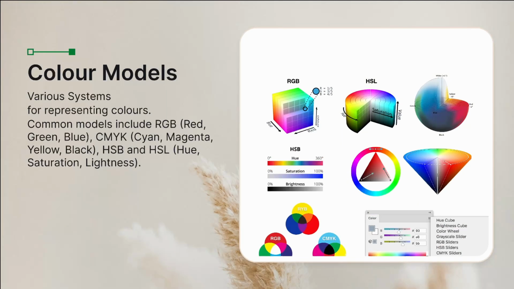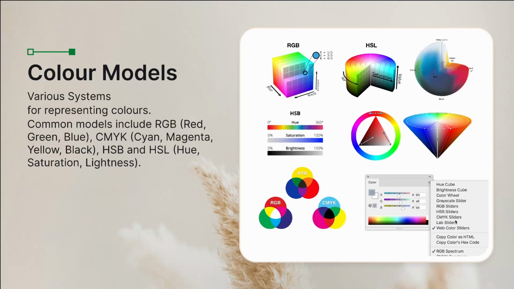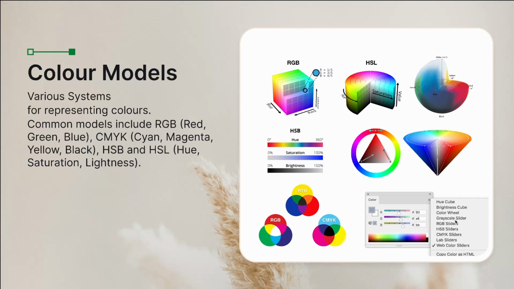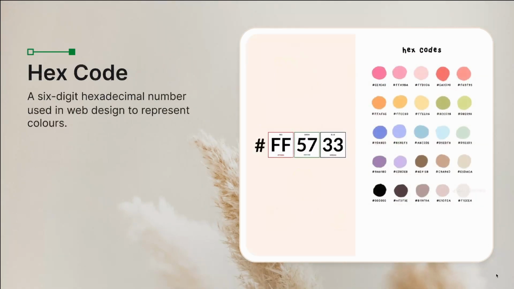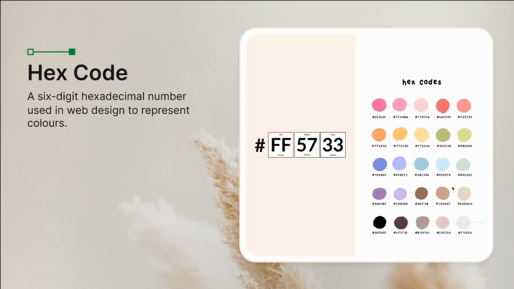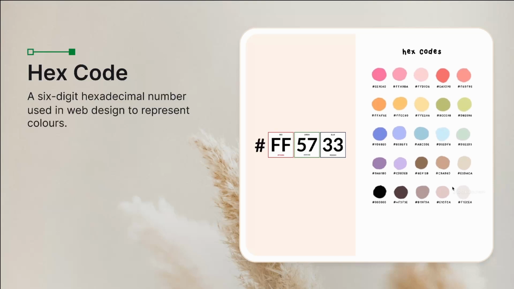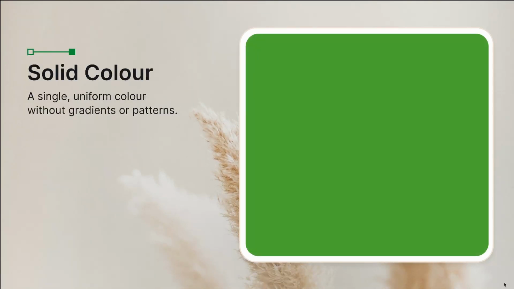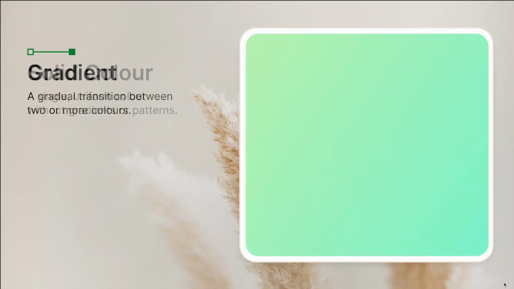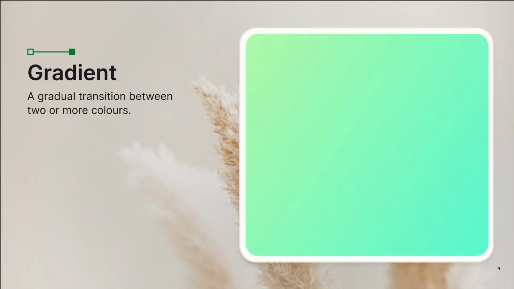Color models, various systems for representing colors are color models. Common models include RGB, CMYK, HSB, and HSL. Hex code, a 6-digit hexadecimal number used in web design to represent colors. Solid color, a uniform color without gradients or patterns. Gradient, a gradual transition between two or more colors.